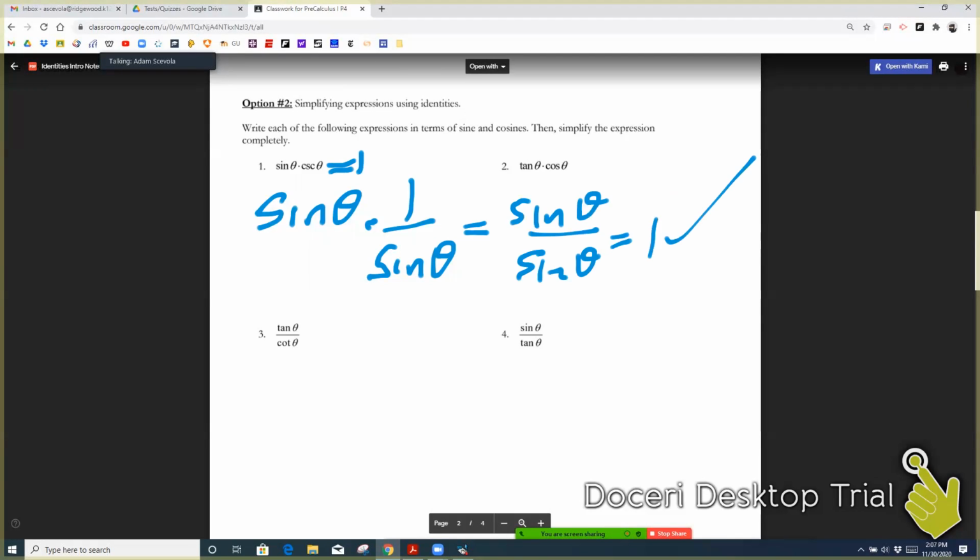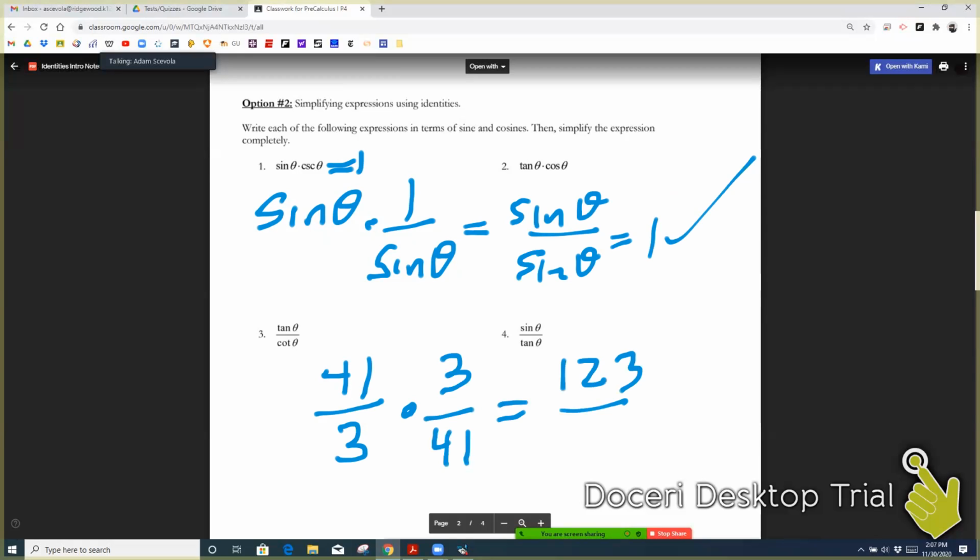That should make sense because any number, let's take 41 over 3, times its reciprocal, 3 over 41, is going to equal 1. That's because it's a number times its reciprocal.